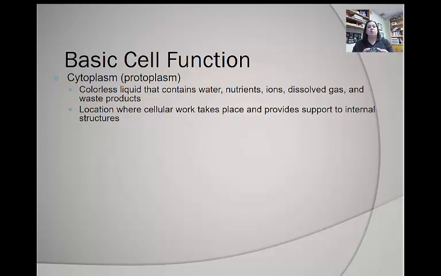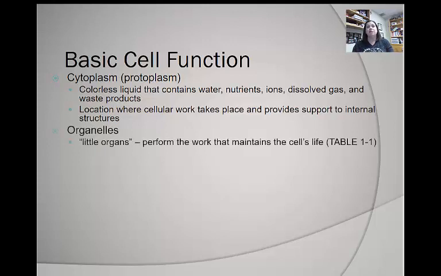Now, this is where all of cellular work takes place. All the little internal structures in your cells are going to be in the cytoplasm, and they're going to be doing their work. Okay, so this is the location where all the work is occurring. Now, who does the work? The work is done by organelles. Organelles are little organs, and they perform the work that maintains the cell's life.